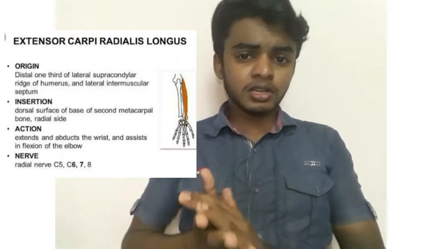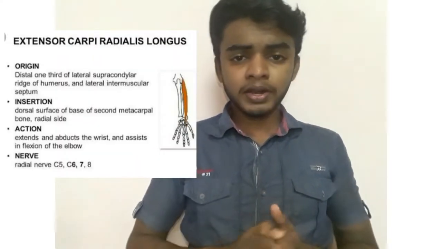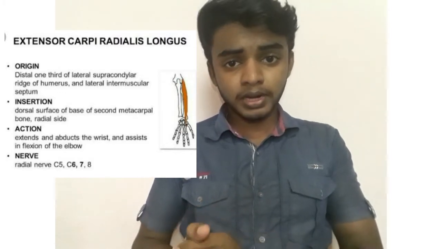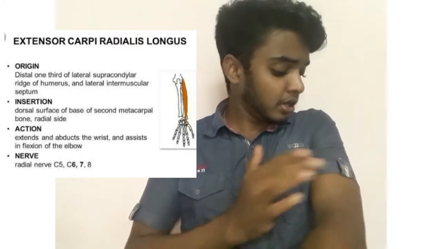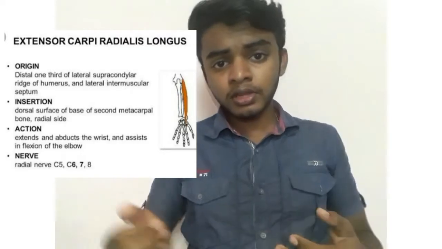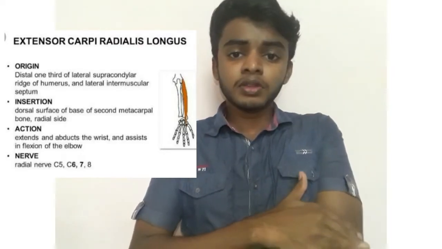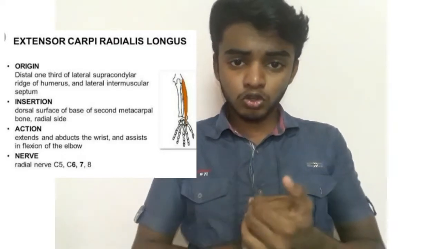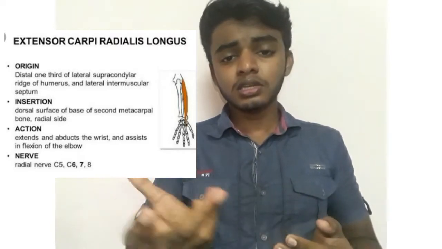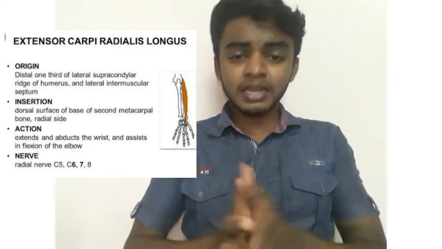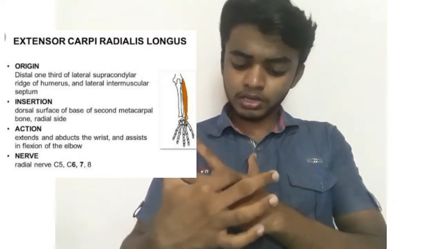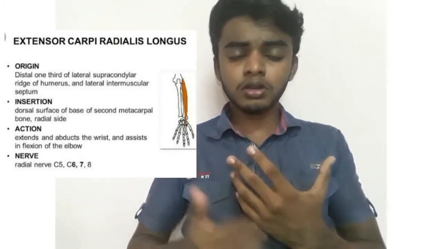The next muscle will be the extensor carpi radialis longus. The extensor carpi radialis longus takes its origin from the lower 1/3 of the lateral supracondylar ridge of the humerus, and it is inserted into the base of the second metacarpal bone, and it is also supplied by the radial nerve.